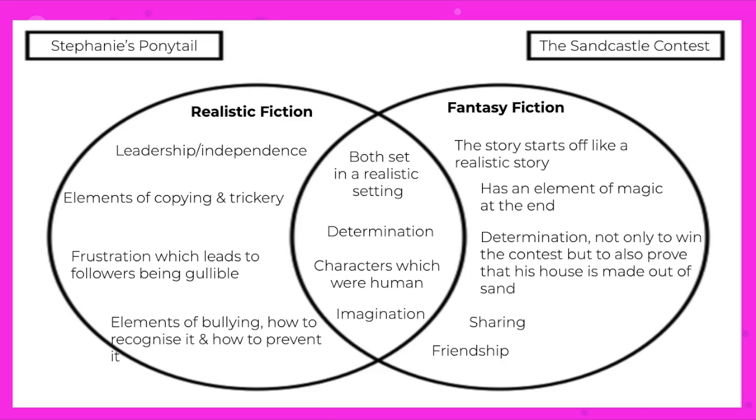The next point, in both stories, the characters are humans. They are people. And then the last point, imagination. Imagination is shown in both stories. Stephanie uses her imagination when she's constantly trying to think of new hairstyles, and Matthew is using his imagination to create the perfect sandhouse.